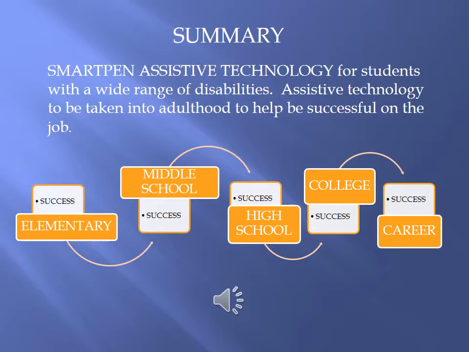Smartpen assistive technology for students with a wide range of disabilities. Assistive technology to be taken into adulthood to help be successful on the job. Training for users and professional development for instructors is offered online or on-site. There are ideas for use of the Smartpen also found online.